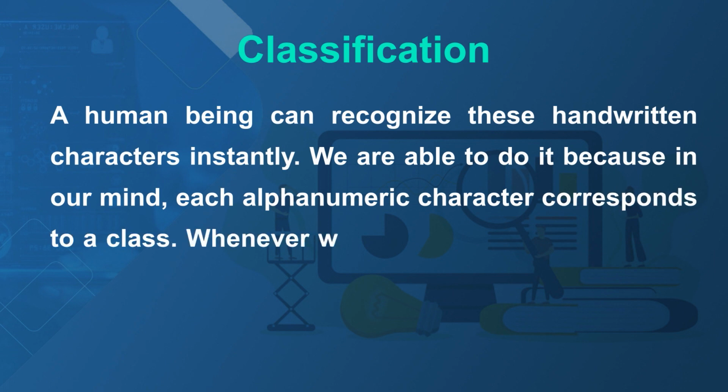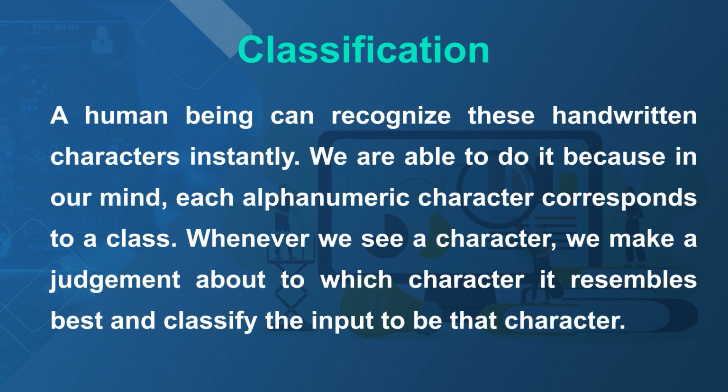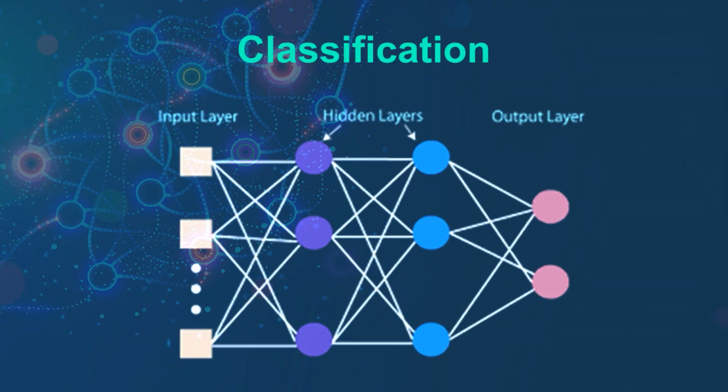We are able to do it because in our mind, each alphanumeric character corresponds to a class. Whenever we see a character, we make a judgment about which character it resembles best and classify the input to that character only. Classification is done in computers with artificial neural networks, in short ANNs. In particular, multi-layer feed-forward neural nets.